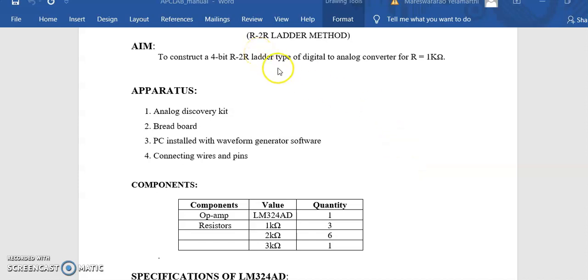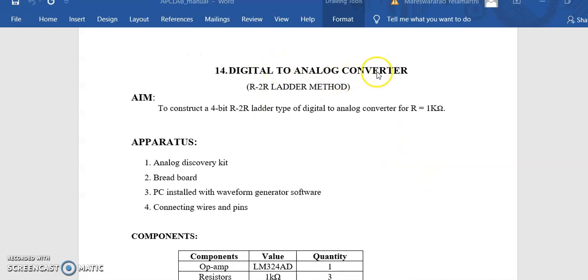Good morning. Our next experiment is digital to analog converter using R to R ladder method. In our previous experiment, it was the weighted resistor digital to analog converter. In that converter, as the number of bits increases, automatically the resistance value also increases. If bits are more, we need to use more resistance values. So here in this R2R ladder network, we have only two resistance values. One is R, another one is 2R.